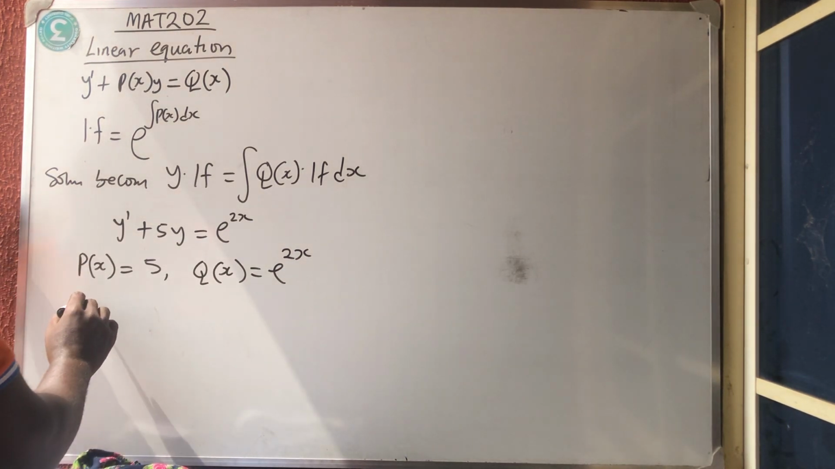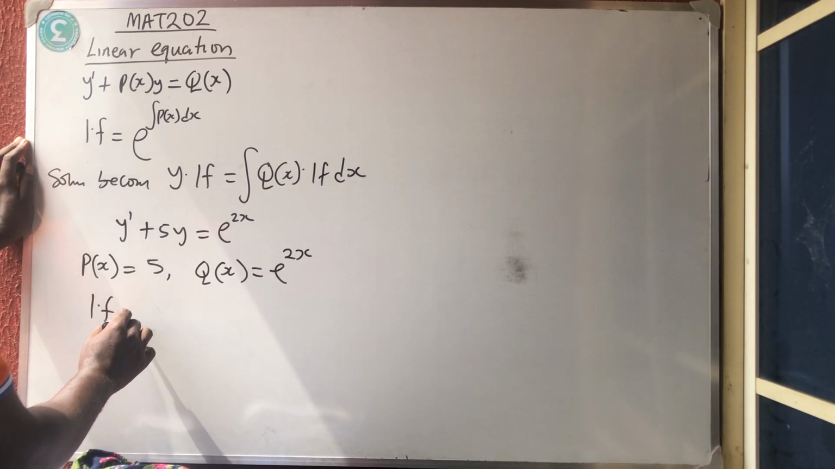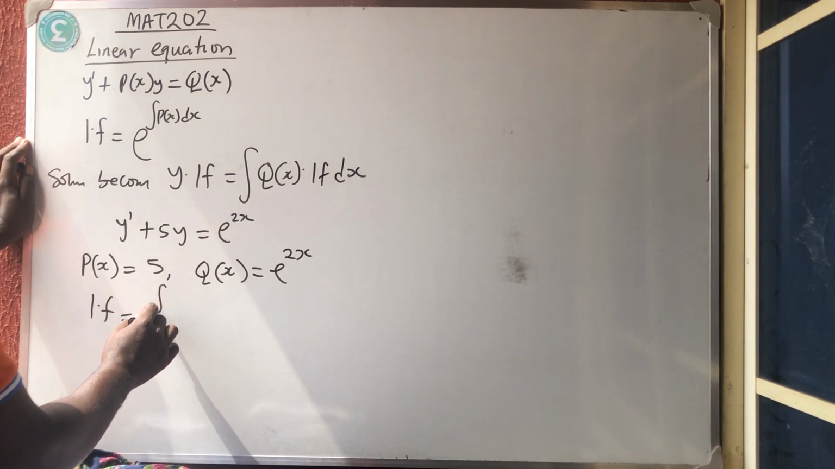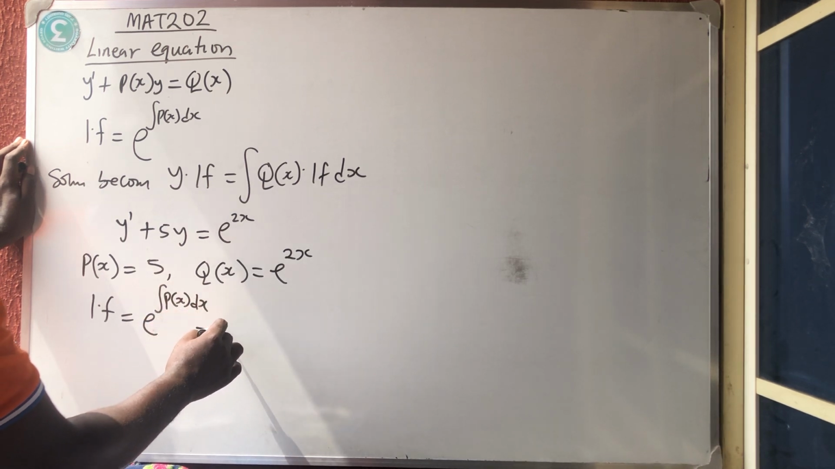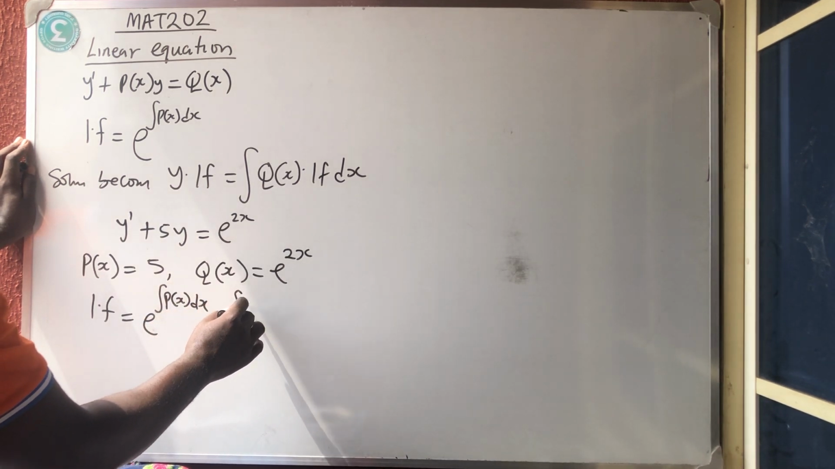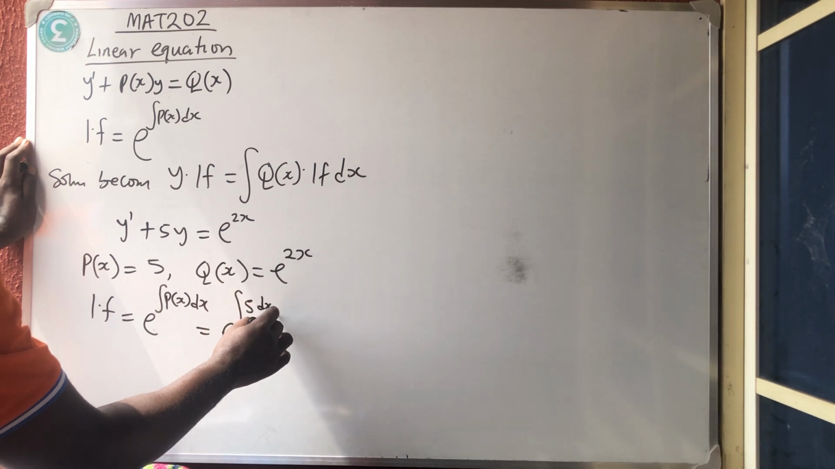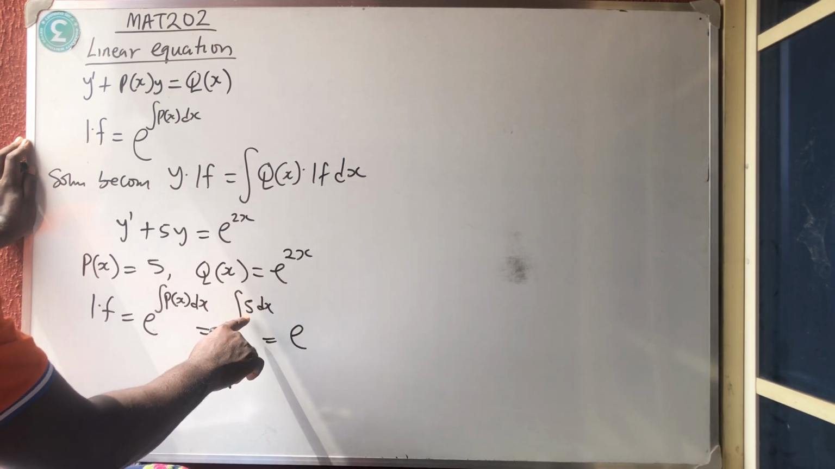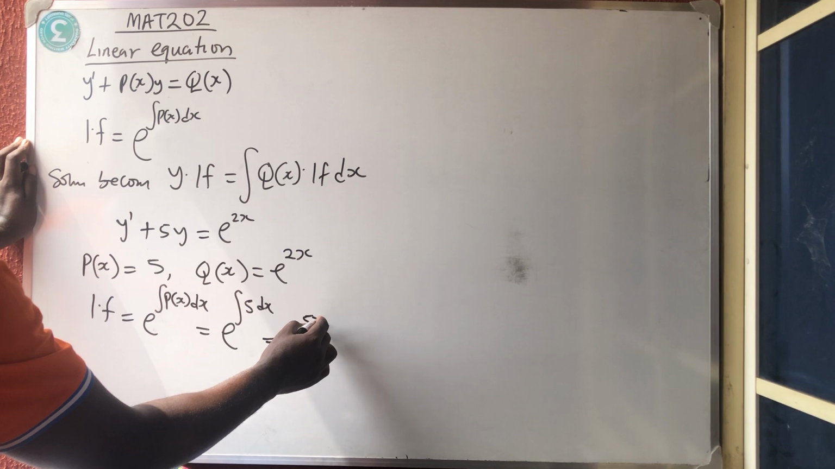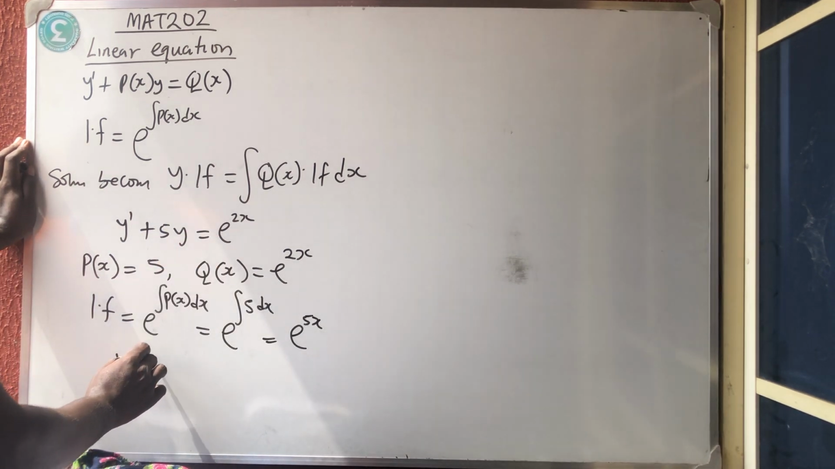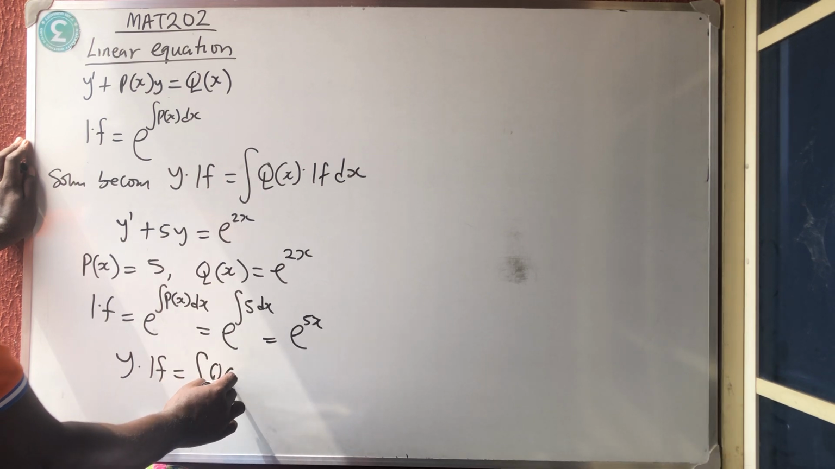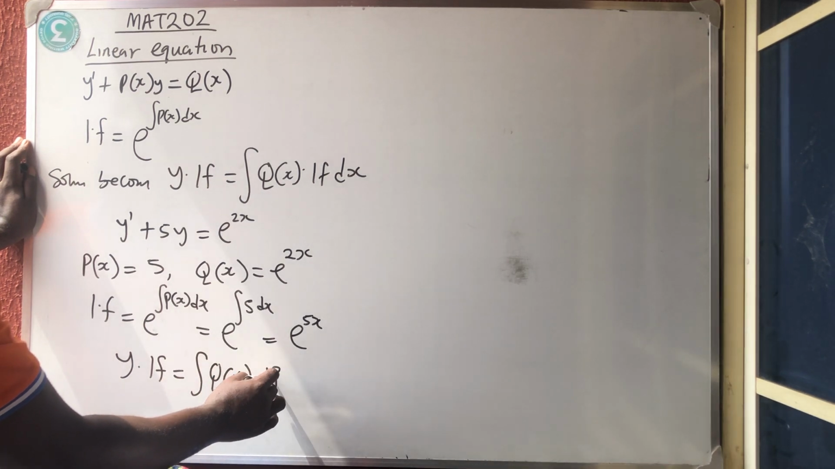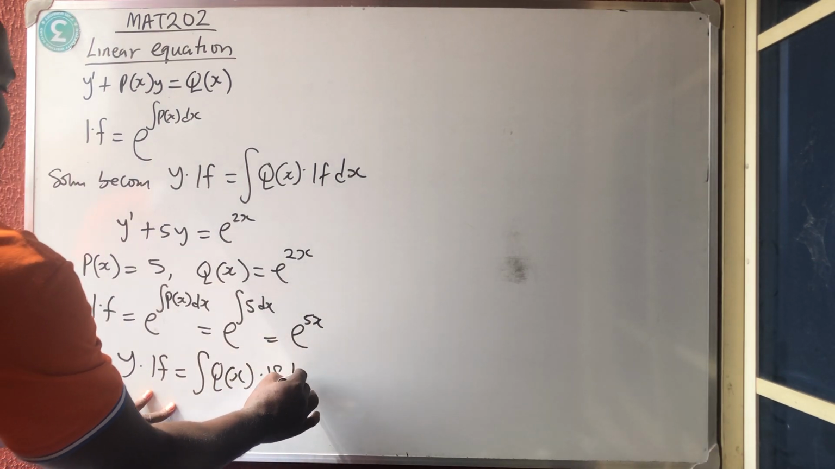The next thing you get is your integrating factor. The integrating factor is e raised to the power of the integral of p of x dx, which is equal to e raised to the power of the integral of 5 dx, which is e raised to the power of 5x. So your answer is simply y times the integrating factor is equal to the integral of q of x times the integrating factor dx.